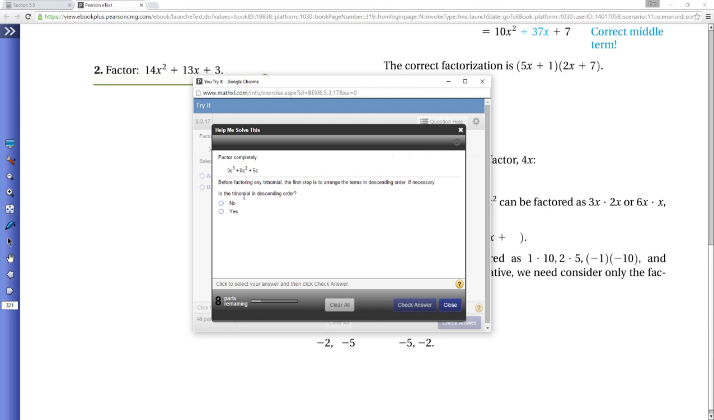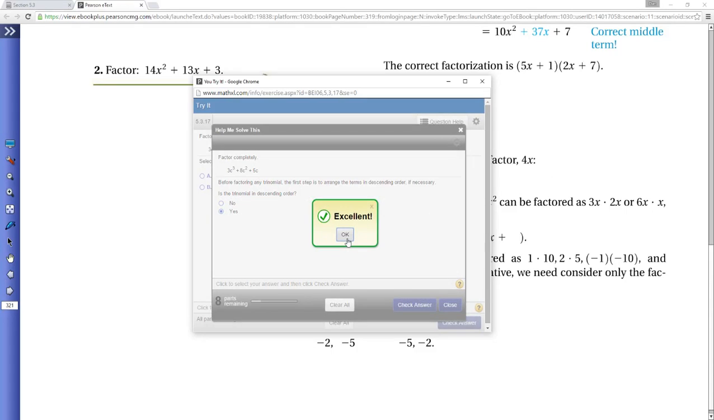And it says before factoring any trinomial, the first step is to arrange the terms in descending order if necessary. In other words, look at the degree of the terms. This is the 3rd degree, 2nd degree, 1st degree. So you put them in that order. That's going to help us later as organizing our work for FOIL stuff. And so that's what they're asking. Is this in descending order? Does the degree go from highest to lowest? And the answer is yes.